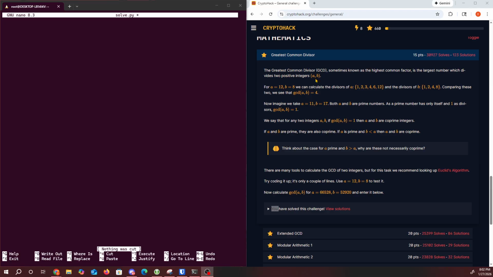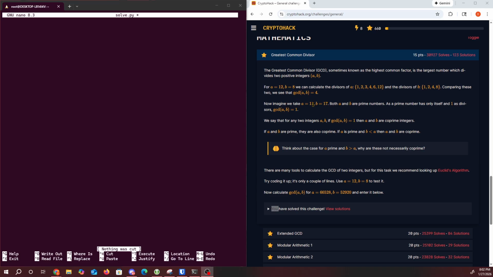The Greatest Common Divisor, aka the GCD, sometimes known as the highest common factor, is the largest number which divides two positive integers a and b. For a equals 12 and b equals 8, we can calculate the divisors of a: 1, 2, 3, 4, 6, 12, and the divisors of b: 1, 2, 4, 8. Comparing these two, we see that the GCD of a and b equals 4.